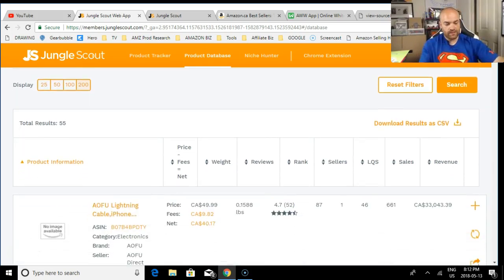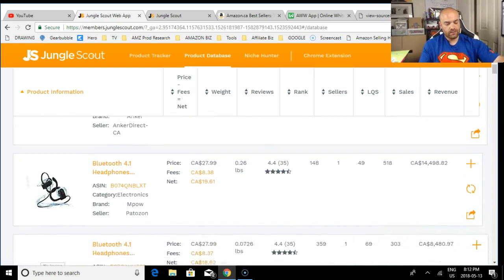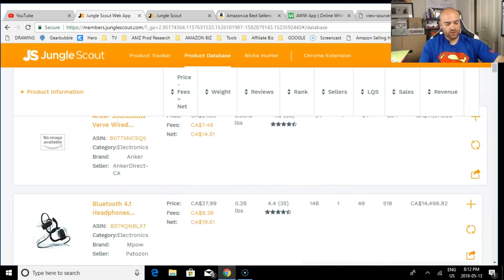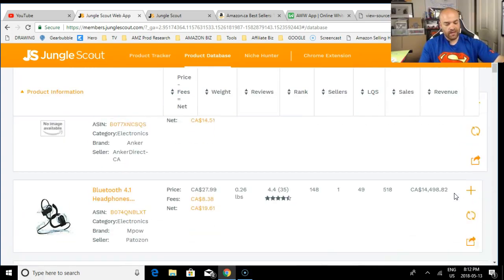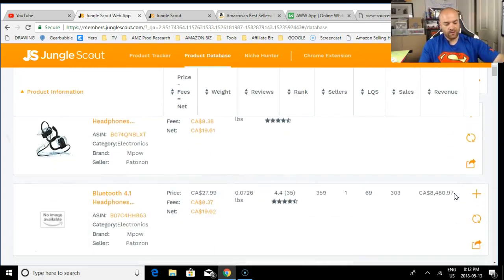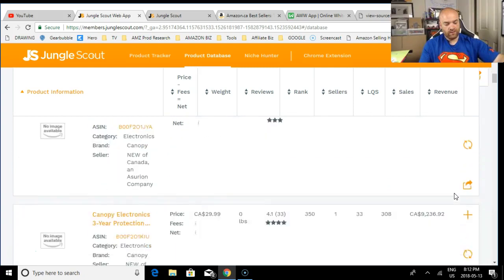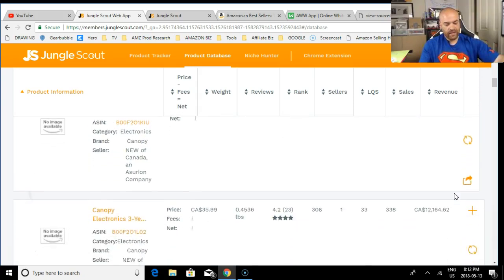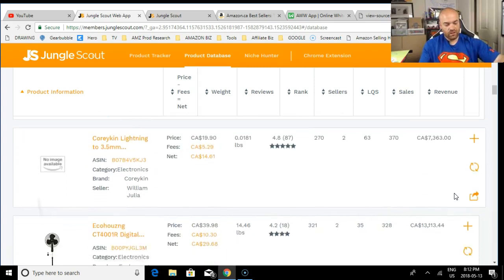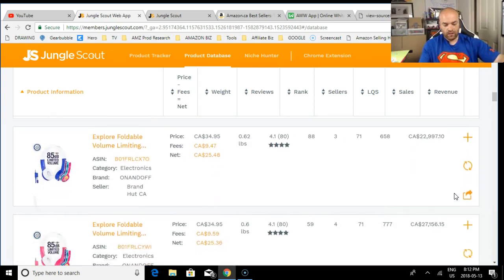Again, now watch this. We'll go through electronics. Okay, and I've done my research. When we look at these, what do we see? Okay, we see tripods. We see lightning cables, earbuds, Bluetooth headphones. Okay, canopies, 3-year protection plans, which you can't sell, represent a lot of the listings. Couple fans.